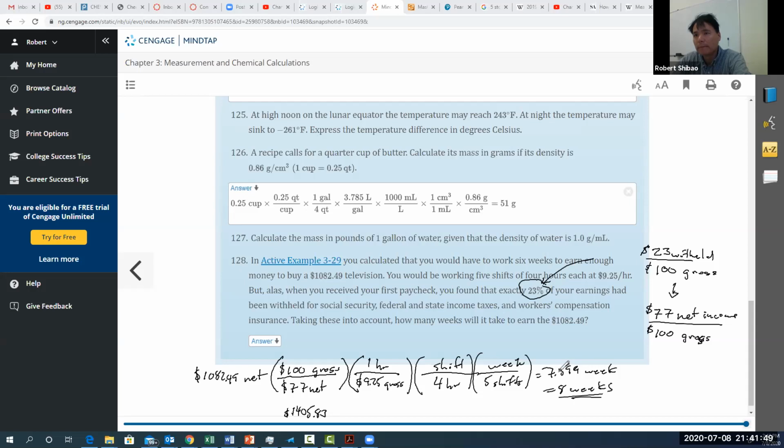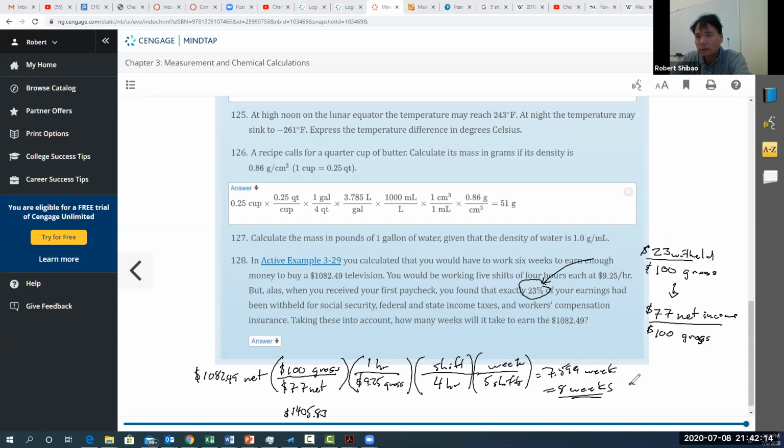They're gonna have money left over because they only need to work 7.6 weeks. And so they're going to work 4/10 of a week extra. So they're going to have some money left over. How much money left over are they going to have? Well, we do this. We just put in 8 weeks. We just work backwards. 8 weeks.